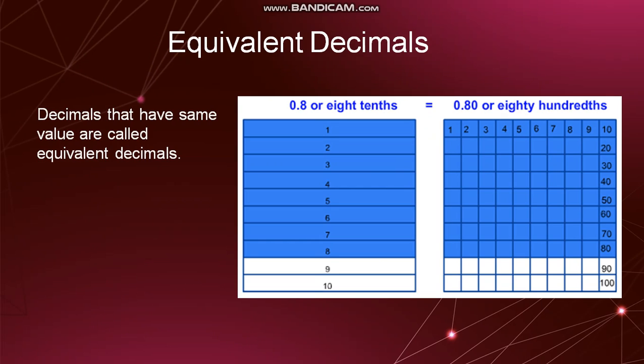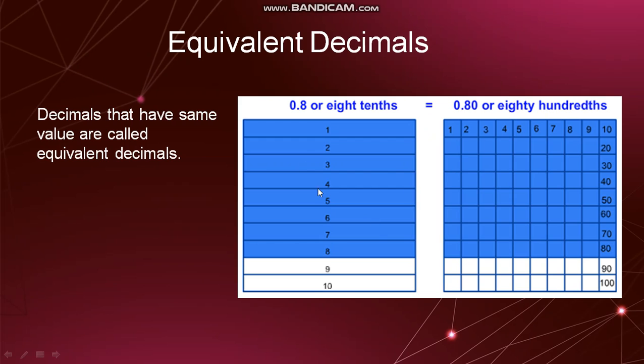The next important topic is equivalent decimals. Now you all know we'll be learning this word, equivalent. Equivalent means same or equal, right? We have learned equivalent fractions. You remember the fraction might look different, but both the values are same. Again here, the decimals that have the same values are called equivalent decimals.